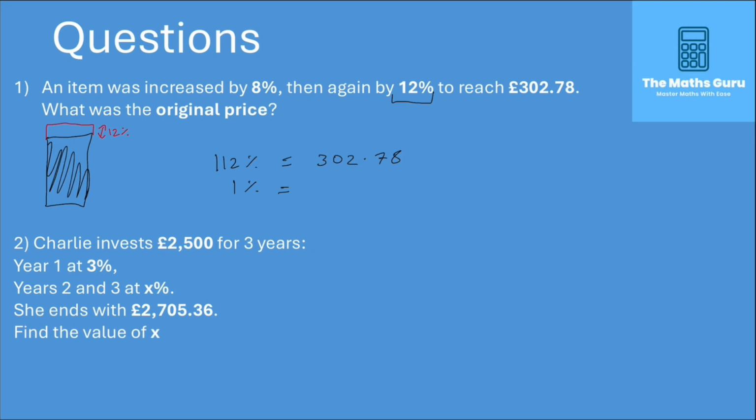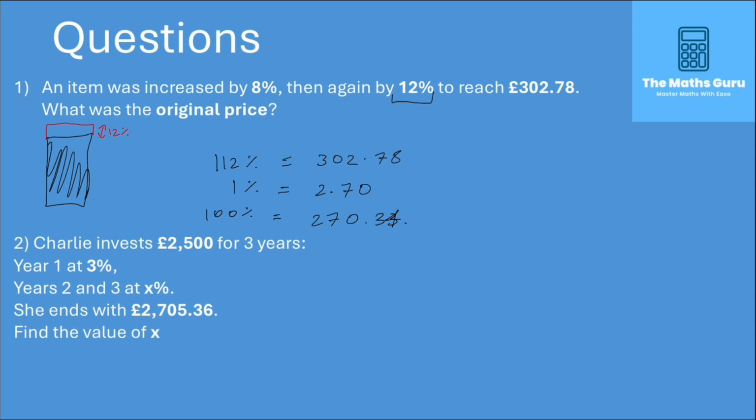Now we need to work out 100%. The way we're going to do this is work out what 1% is worth, so divide both sides of the equation by 112. This is going to give us 1% equal to 2.70. Then timesing by 100, we get that the original price before the 12% increase was £270.33, or 34 pence.